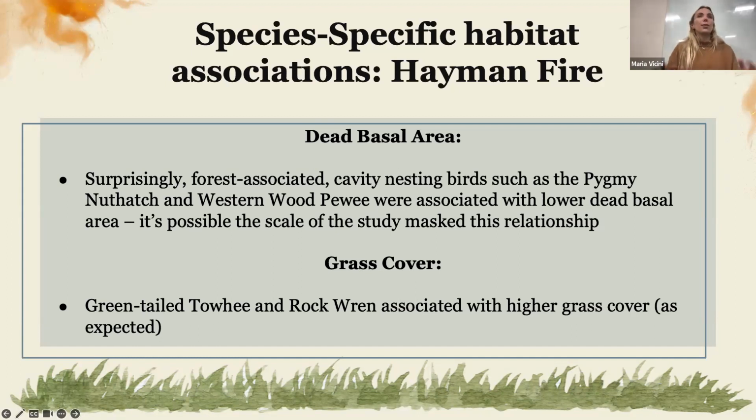They're cavity nesters, so I would have expected these relationships to be positively associated, but it's possible that the scale of the study masked this relationship. For example, the pygmy nuthatch territory is about 3 hectares, and I was looking at within 75 meters of an observed site. For grass cover, the green-tailed towhee and rock wren were associated with higher grass cover as expected.